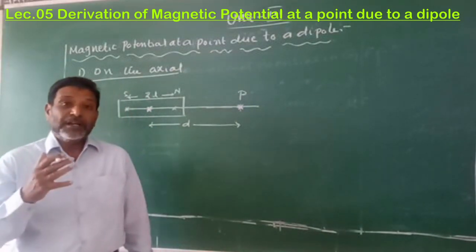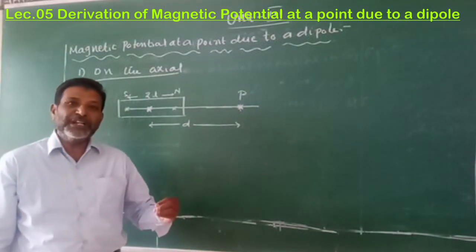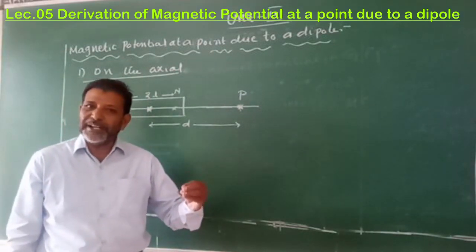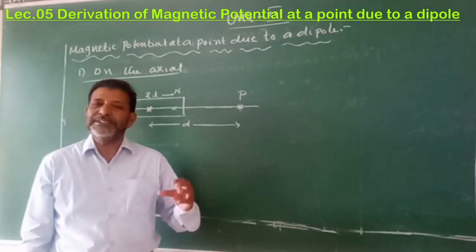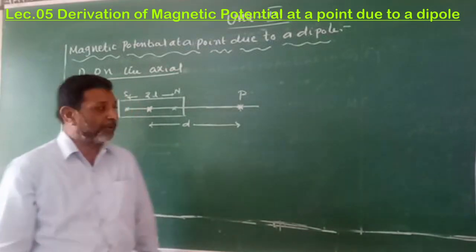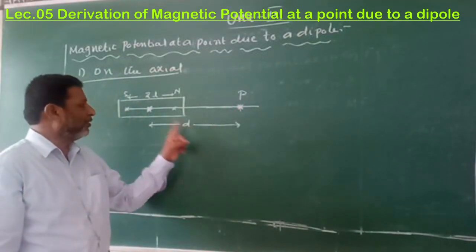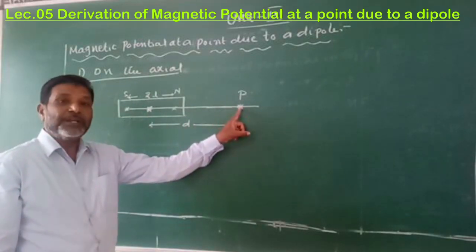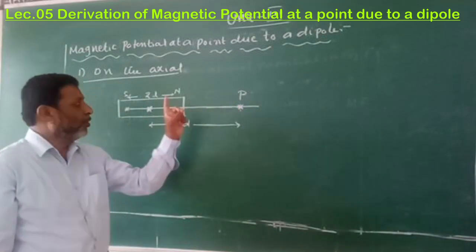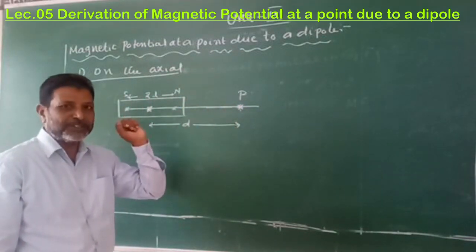Since the North Pole is positive and the South Pole is negative, the potential due to the North Pole is taken as positive and the potential due to the South Pole is taken as negative. Now, consider this point P, which is at a distance of D from the center of the magnet. At this point P, two potentials are acting: one due to the North Pole, another due to the South Pole.